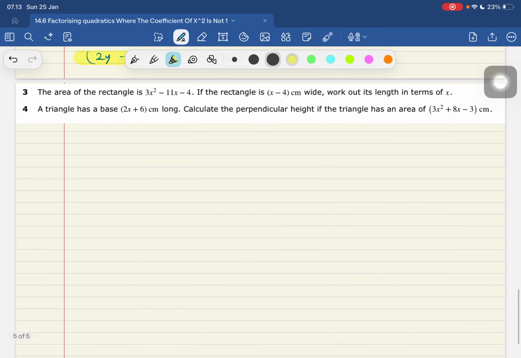Hi, in this question, I'm going to solve a practice question for factorizing quadratics where the coefficient of x squared is not 1. So we've got the area of a rectangle. The area is equal to the width multiplied by the length. The area we've got is 3x squared minus 11x minus 4.